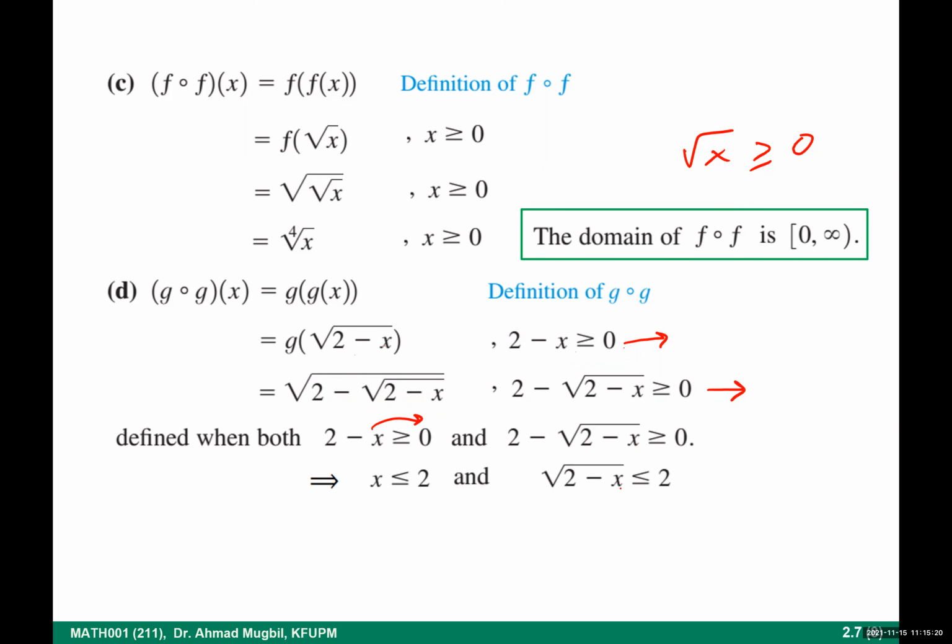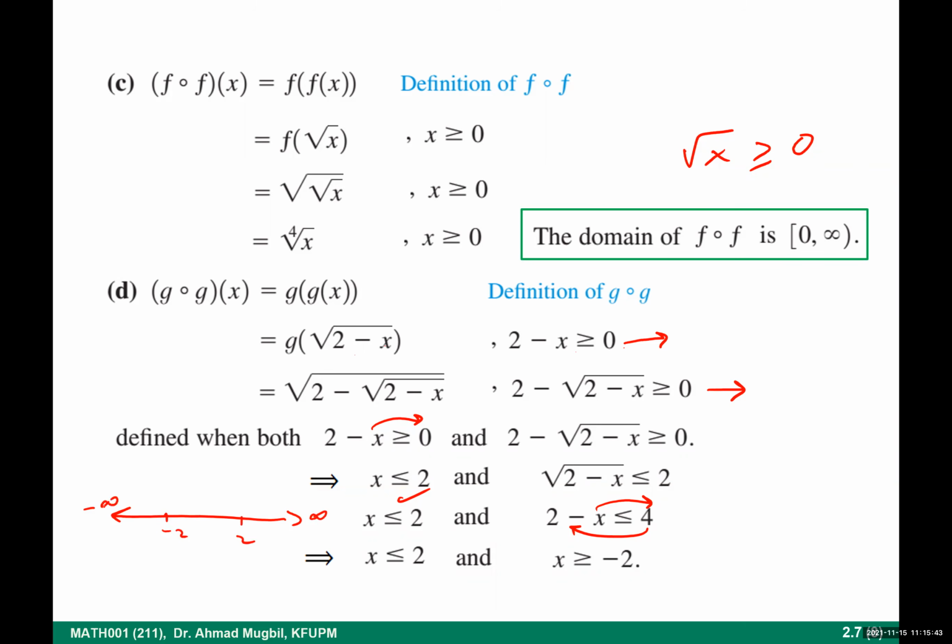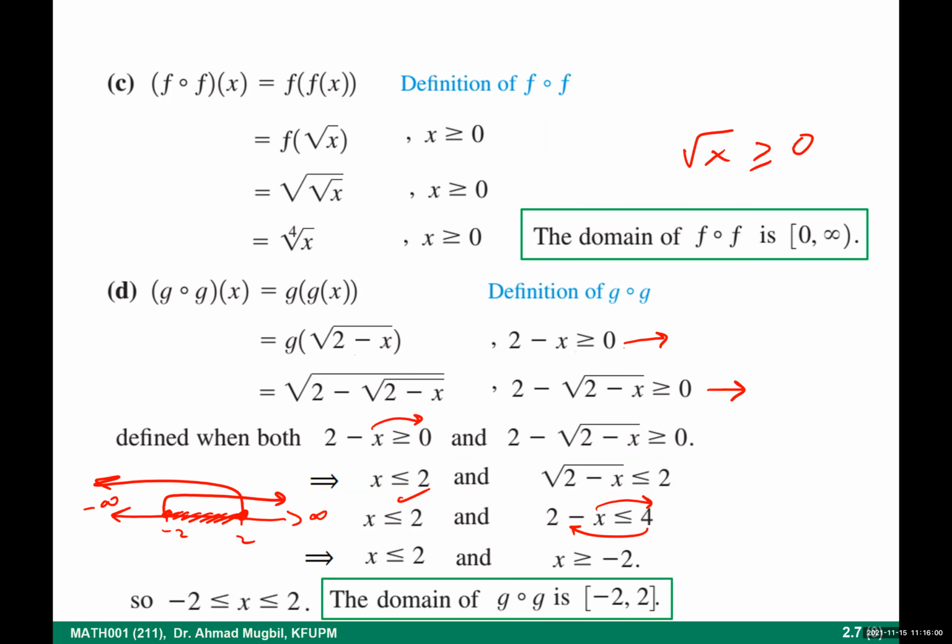And here the square root will be less than 2. Square both sides here, and you will have 2 minus x less than 4. Now move x to here, 4 to here. You will get x greater than or equal negative 2. Here, this is negative 2, this is 2, this is infinity, this is negative infinity. X is less than or equal 2, and x is greater than or equal negative 2. They overlap in the interval negative 2 to 2. So the domain of the function g of g is from negative 2 to 2.